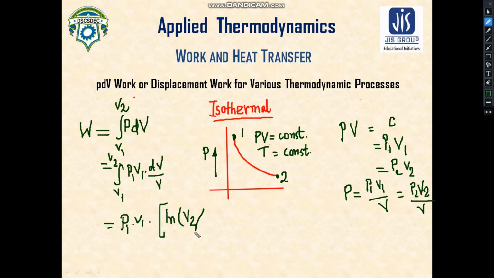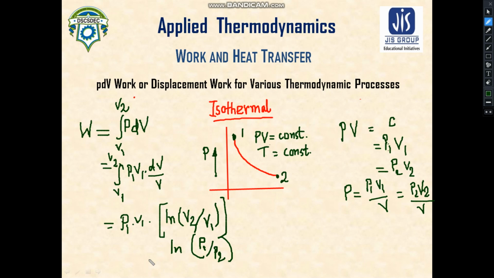So it will be ln V2 by V1. So the ultimate result, or the work done by the system in an isothermal process, becomes P1 V1 into ln V2 by V1. This can also sometimes be written as ln P1 by P2. So these are all similar results. You need to just change the values. I hope it is understandable to you.